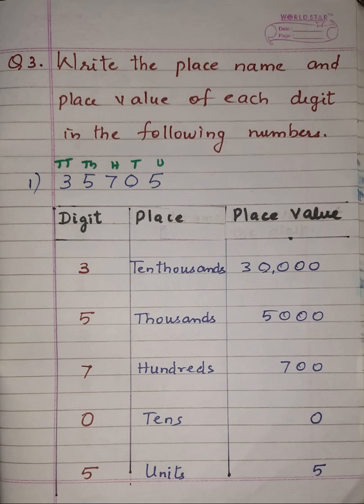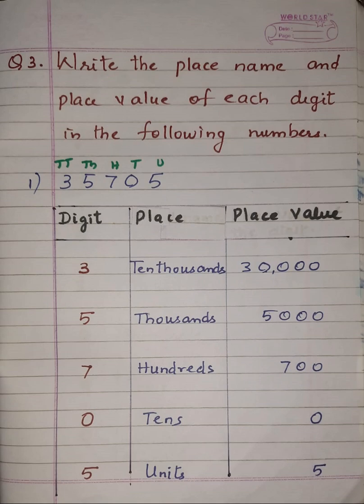Okay, children. Now the next digit is 5. This digit 5 is in which place, children? It is in the thousands place. So in the place column, in front of digit 5, write thousands in words. Okay, write thousands in words.